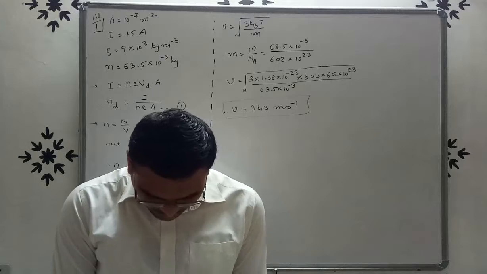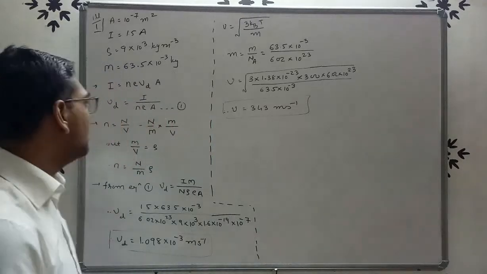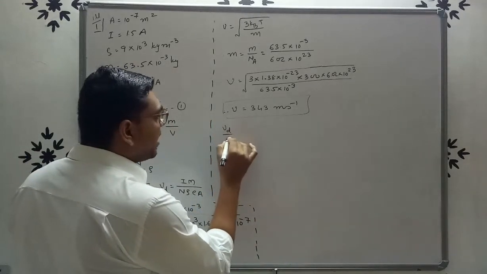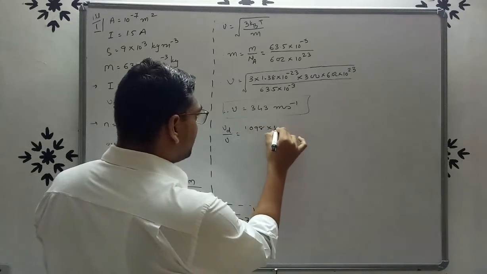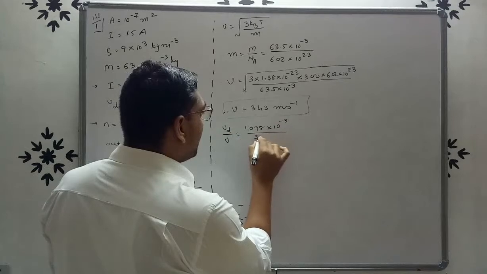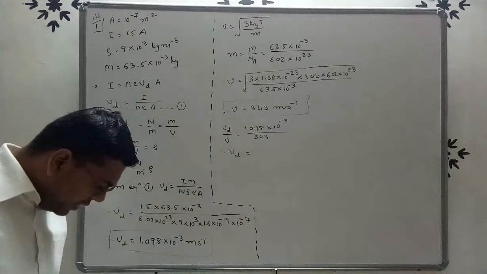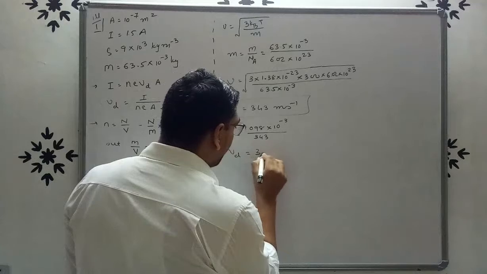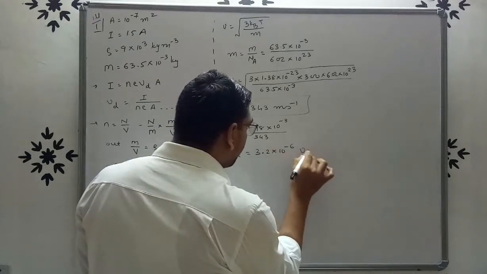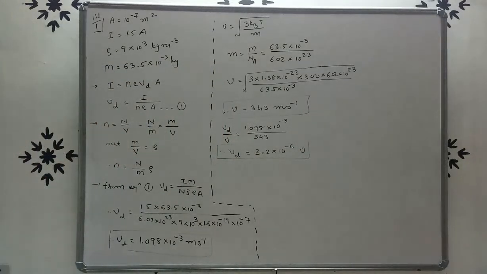Now we have to compare these speeds, drift velocity and thermal speed. So here we take the ratio of Vd by v. So Vd is 1.098 into 10 raised to minus 3 divided by 343. So if you take the ratio of this, then you will get Vd is equal to 3.2 into 10 raised to minus 6 v, right? So this is the comparison between drift velocity and this thermal speed, right?